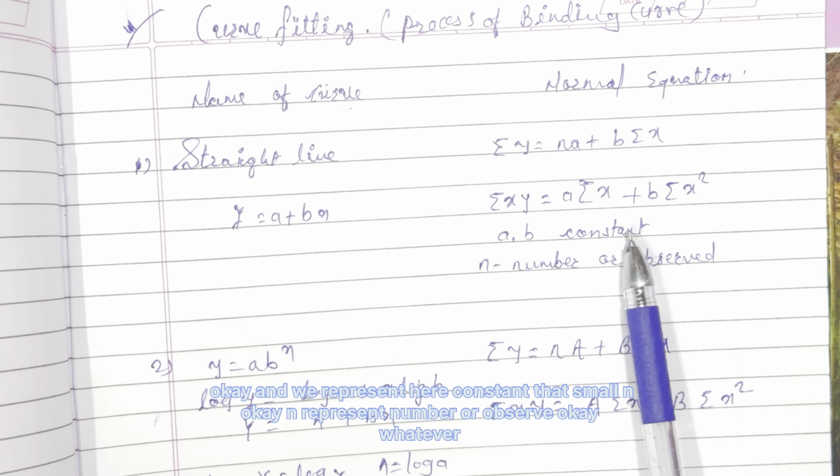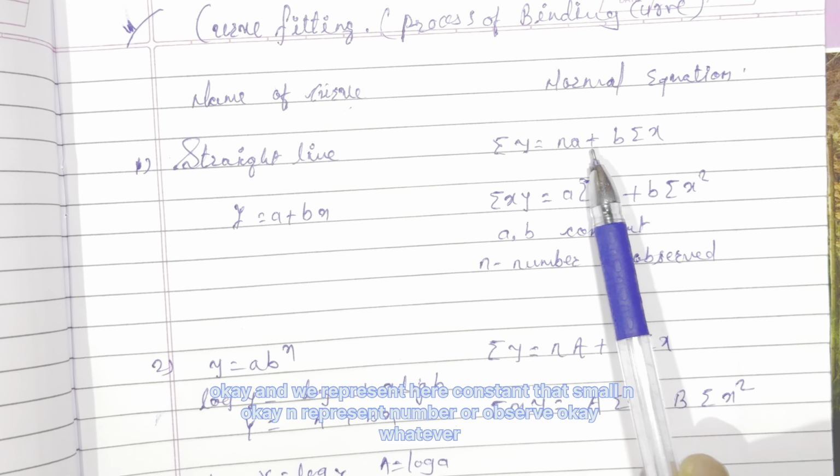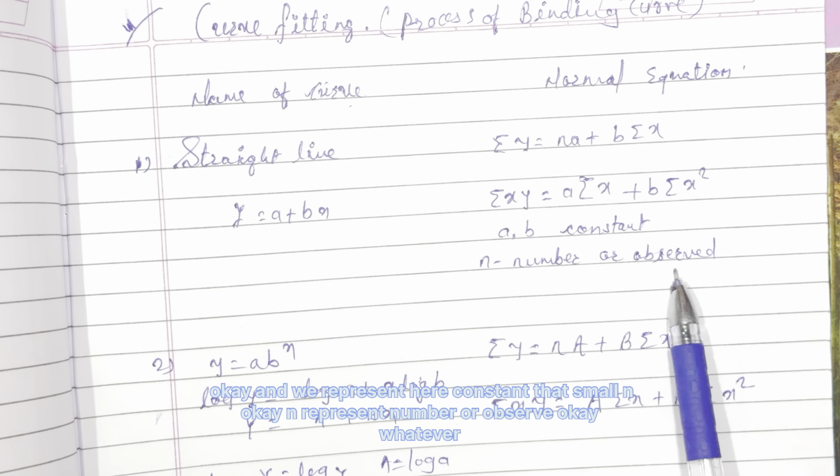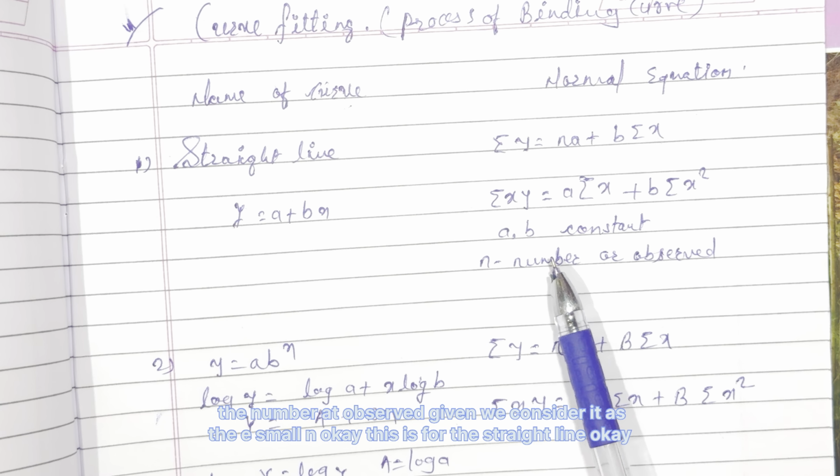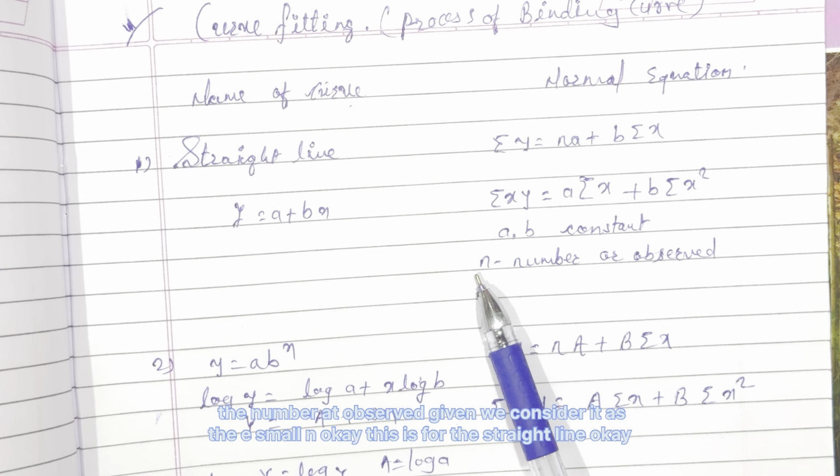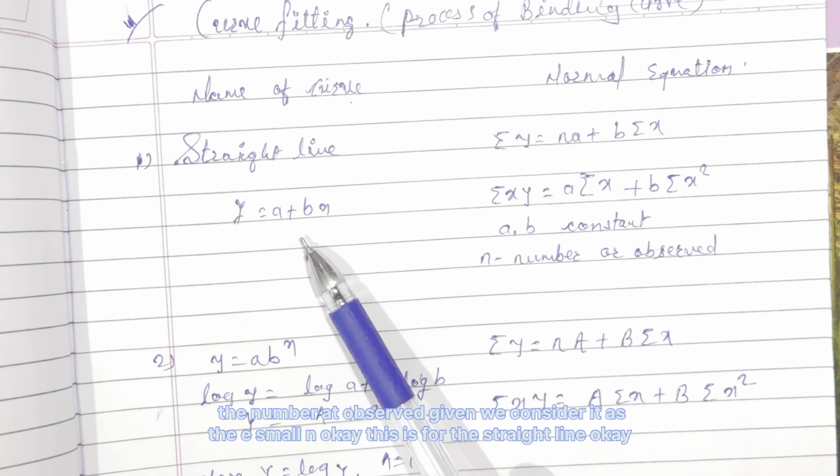Here b represents a constant, and that small n represents the number of observations. Whatever the number of observations given, we consider it as the small n. Okay, this is for the straight line.